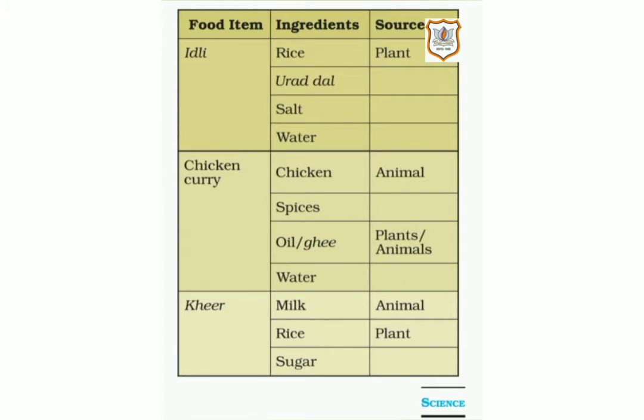So the first one is idli. The ingredients of idli are rice, urad dal, salt, water. And the source of rice is plant. For urad dal it is also plant, for salt it is sea and for water it is earth. This you have to write in your textbook.